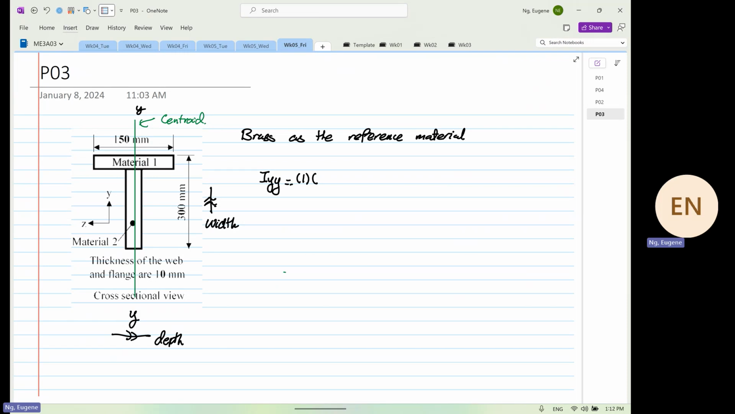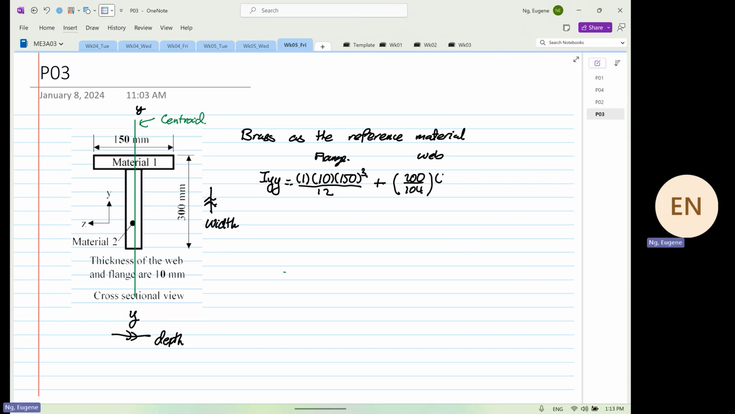Our width is 10. Our depth is 150 to the power 3 divided by 12. Okay. So this is for our flange. And the next one will be for our web. So we know that this will be equal to 200 over 104. I'll write 200 properly. This will be equal to 200 divided by 104.